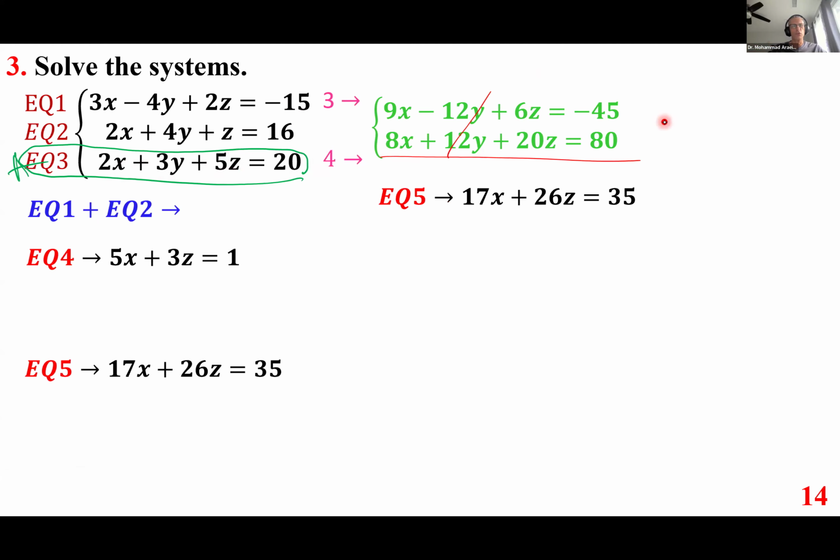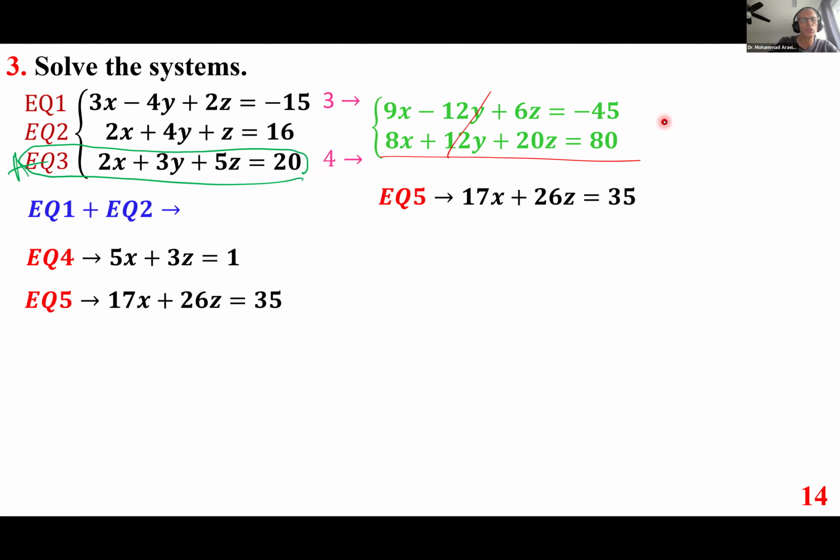I'm going to put equations 4 and 5 next to each other. Notice we had 3 variables. Now we went down to 2 variables, and we're going to get rid of one of the variables here. For example, if I want to get rid of the x, I'm going to multiply this one by 17, this one by 5, one of them negative. If I want to get rid of the z, this one by 26, this one by 3, one of them negative. So we are going to multiply the top one by 17, the bottom by negative 5.